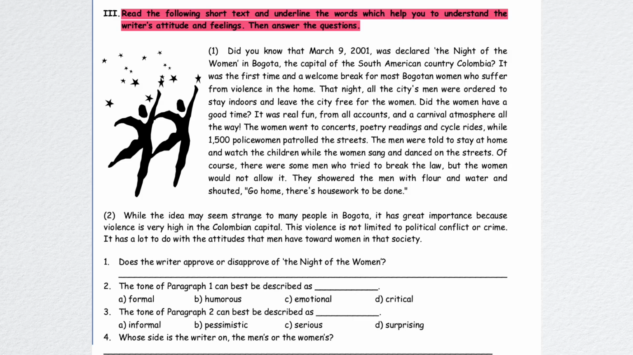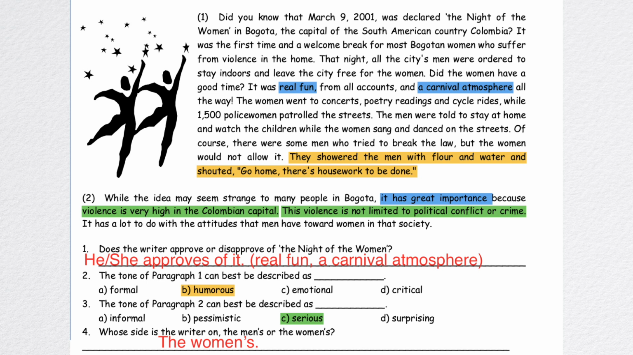In the last example, you're expected to read the short text and underline the words which help you to understand the writer's attitude and feelings. Then, answer the questions. Here are the answers.